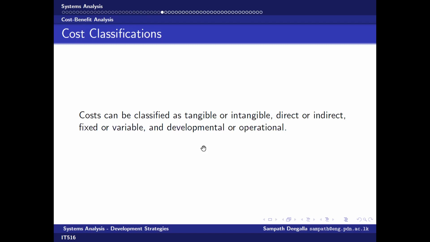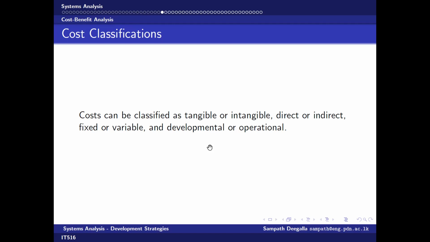Okay, now let's move on to the cost calculation. So let's look first at what the different types of costs are. Cost can be classified as tangible and intangible, or direct or indirect, fixed or variable, or development or operational. So let's look at them in detail.